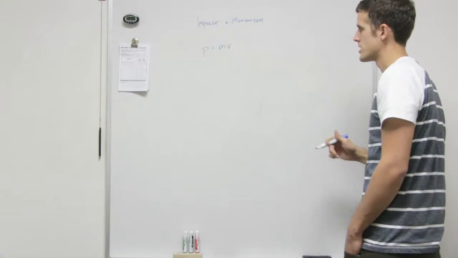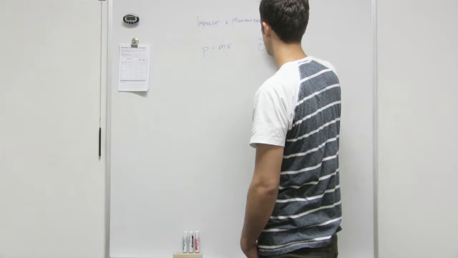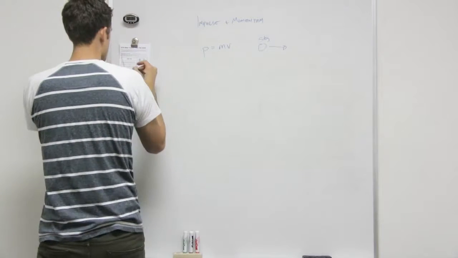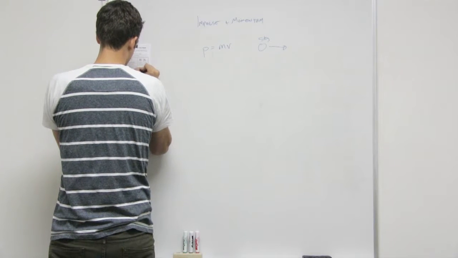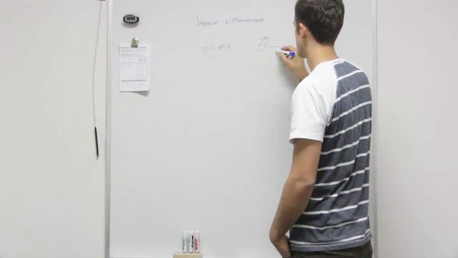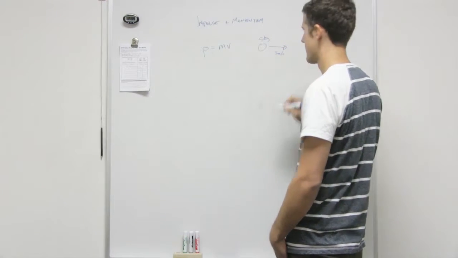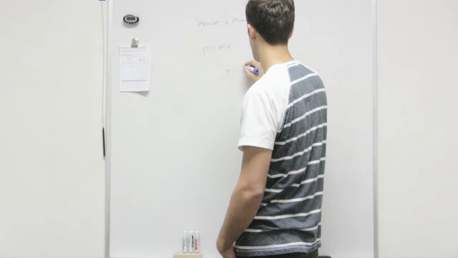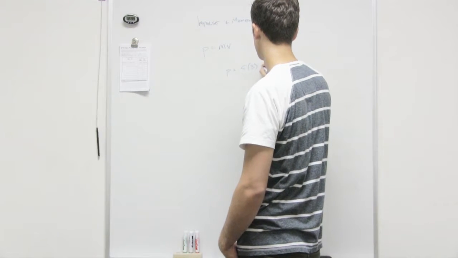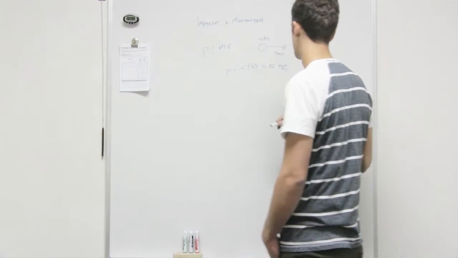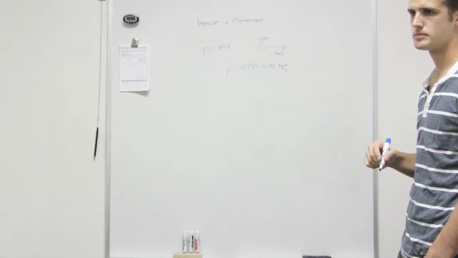So if an object of 5 kilograms is moving at say 3 meters per second, it has 5 times 3, which is 15 kilogram meters per second of momentum. Okay.